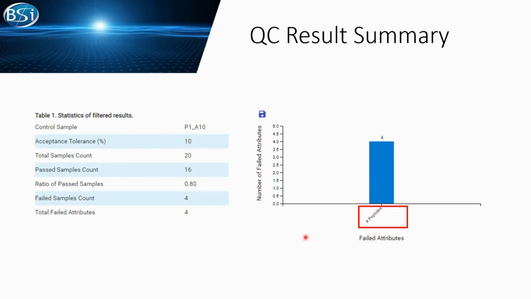Now I have an idea of the percentage of my passed samples, the percentage of my failed samples, and what attribute they failed. They seem to all focus on the peptide numbers. But how good is a pass? We say we passed, but do they only barely meet the threshold? So we may want to take a look.